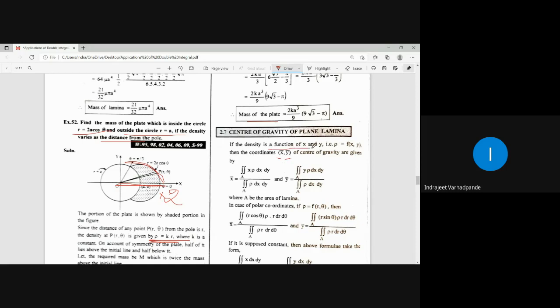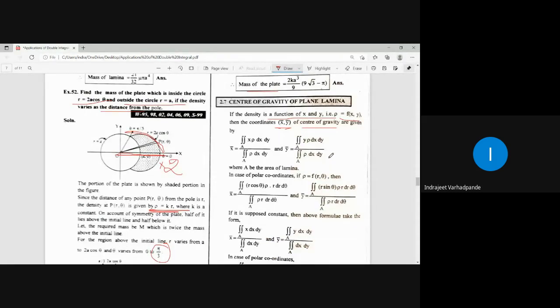So the coordinates will be calculated as x bar comma y bar. If the density is a function of x and y, that is rho equals f of x, y, then the coordinates x bar, y bar of the center of gravity are given by the following. To calculate the center of gravity means we will be getting the coordinates, denoted by x bar and y bar. So how is x bar given? In the numerator, double integral over A of rho dx dy, multiplied by x. Why? Because we are interested in calculating the x coordinate.